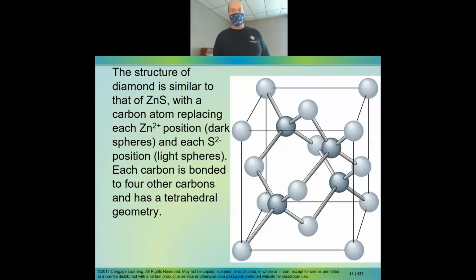All right, so if we look at this structure, you have the zinc plus 2, that's the dark spheres. All right, and so this is your zinc plus 2, this is your zinc plus 2, this is your zinc plus 2, and this is your zinc plus 2. All right, and so all of your zincs are inside of the cube. So this is 4 zincs in the cube.